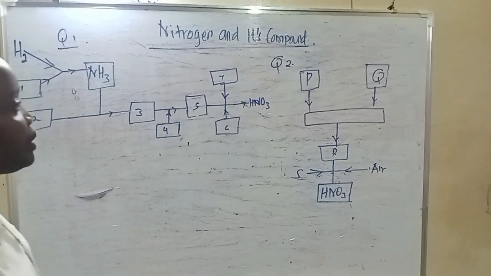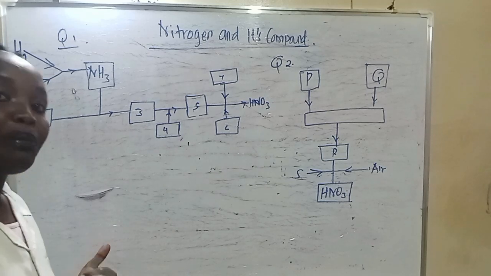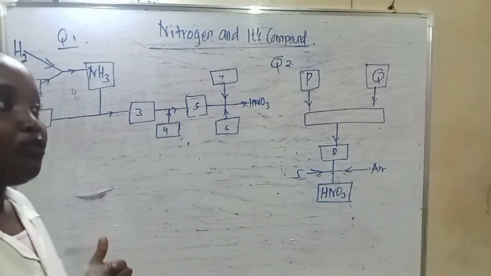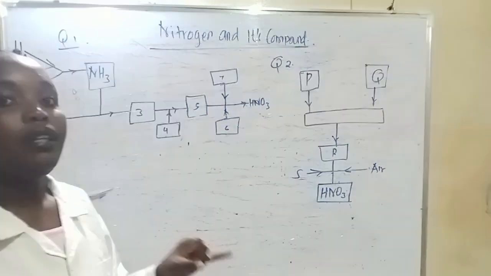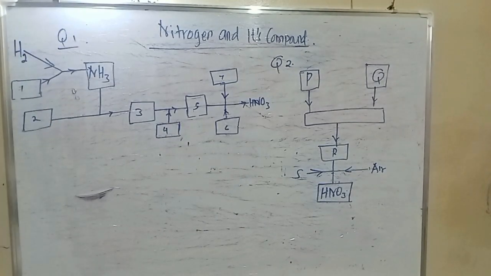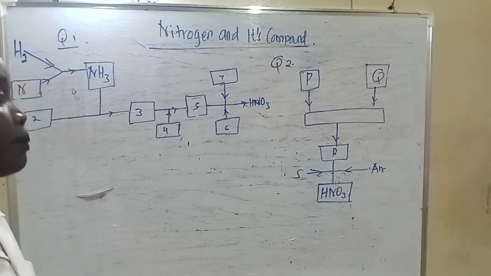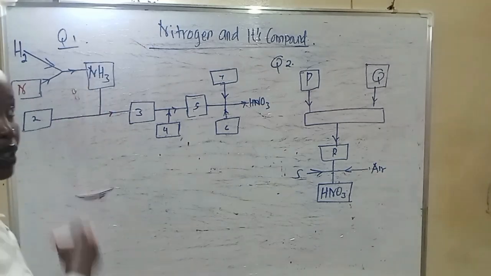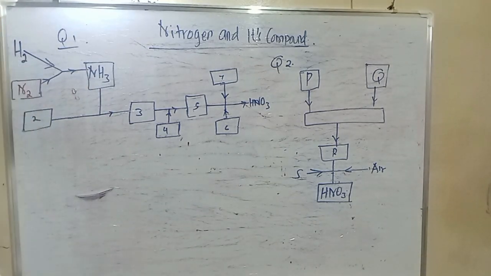So let us begin. Here we are dealing with the formation of ammonia, and we know that ammonia is formed by only 2 substances, which is what? Hydrogen and nitrogen. So before we even proceed, we can just write it here very fast. In number 1, this is where we have our nitrogen. So nitrogen combines with hydrogen to form ammonia. Now nitrogen gas is diatomic. That is why we're writing N2 there.